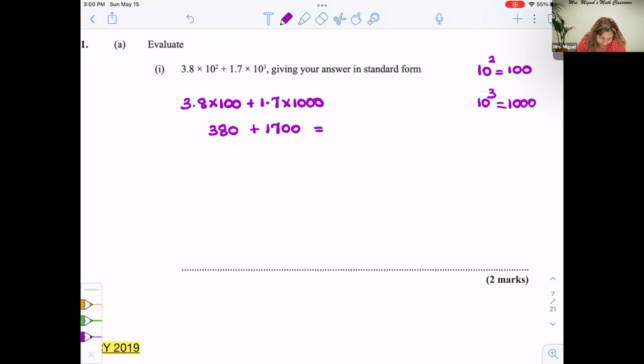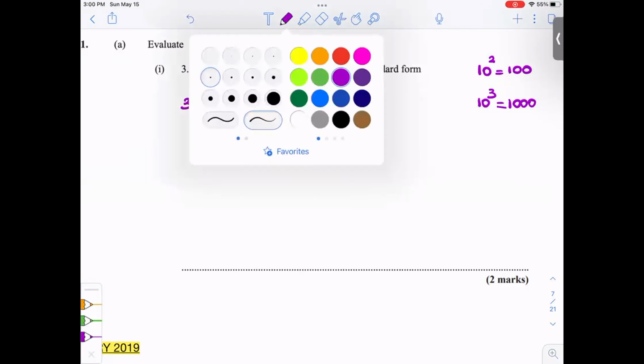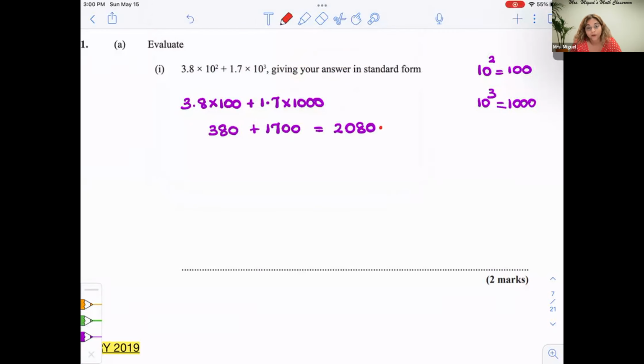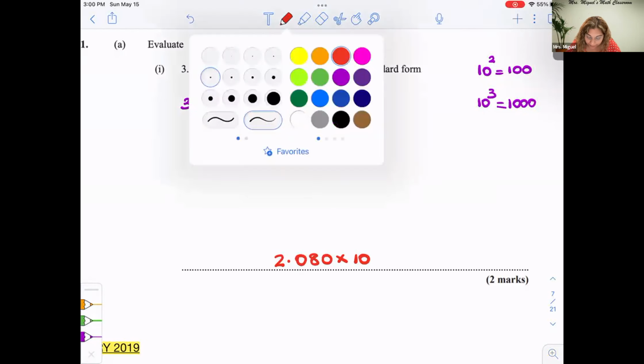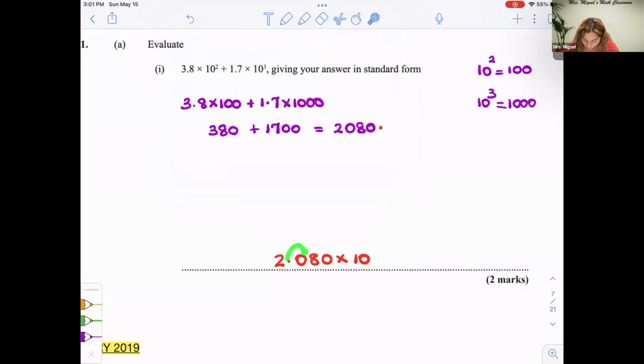So the answer that I have is 2080. Do you all have that? Yeah, miss. Yes, the decimal point is after the 0 there because this is a whole number. It has no decimal part. So with my answer, I am placing the decimal point after the first digit. The power is positive because this is a big number. To get back the original number, I move it 1, 2, 3 spaces. It is 10 to the power of 3. Did you all get that?